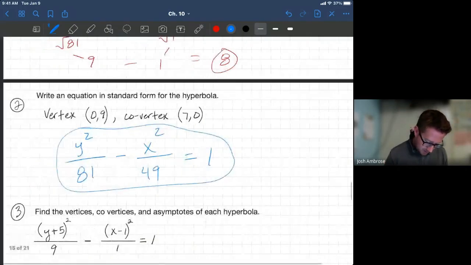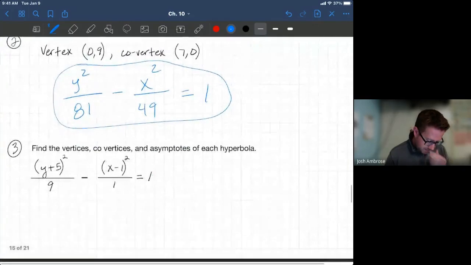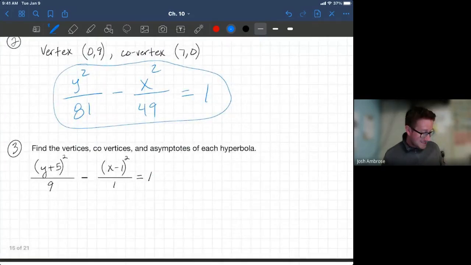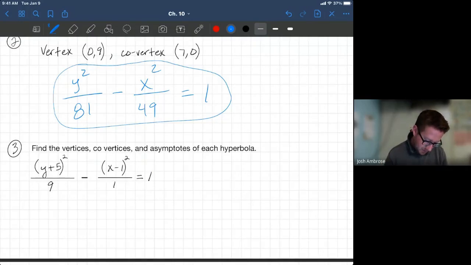All right, last one to do here. We have a center for starters that's not at 0, 0. So the first thing we want to do for our example problem number 3 here is notice that we have a little extra going on in the numerator, which means our center is not at 0, 0.